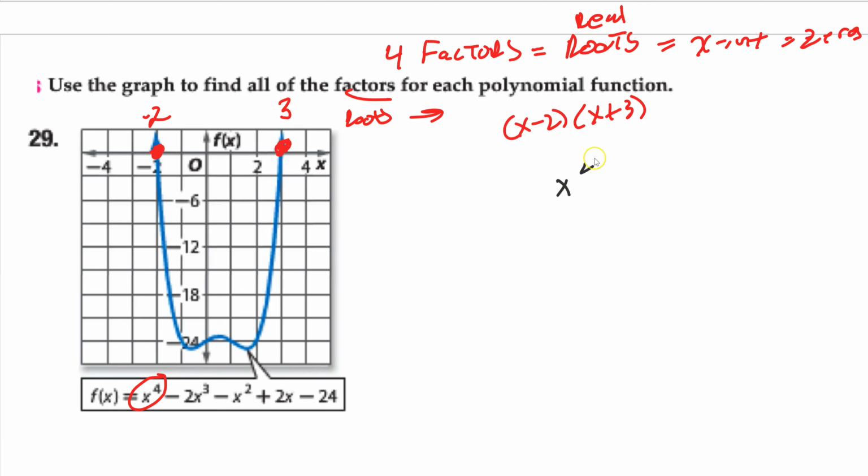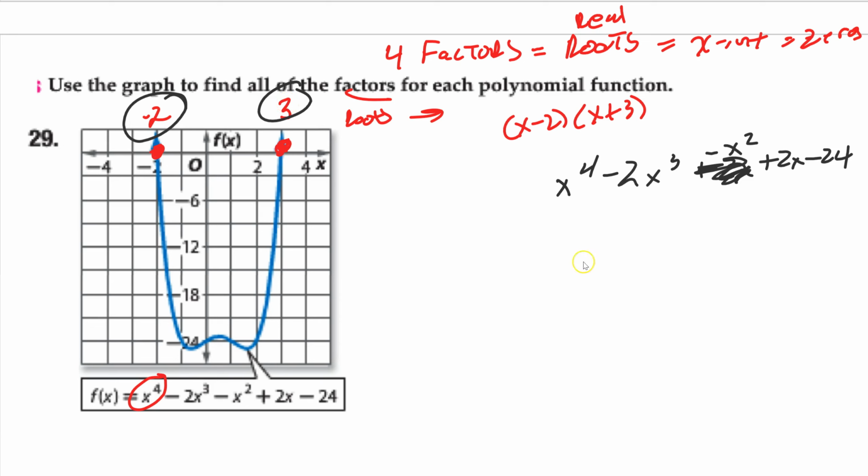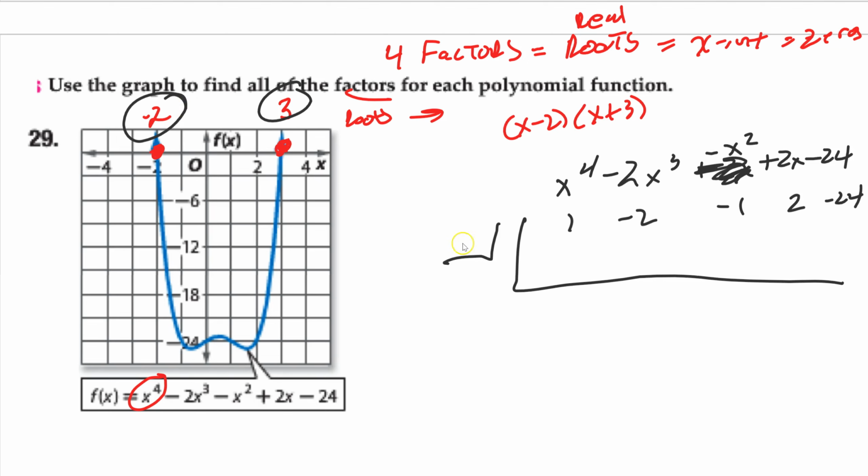So for the problem we have here, which is x to the 4th minus 2x cubed plus 2x minus x squared plus 2x minus 24, I've got to find 4 roots. I have 2 of them, -2 and 3. So it does not matter which one you want to do first. They work the same way. So let's pick any one. I'll go -2 first.